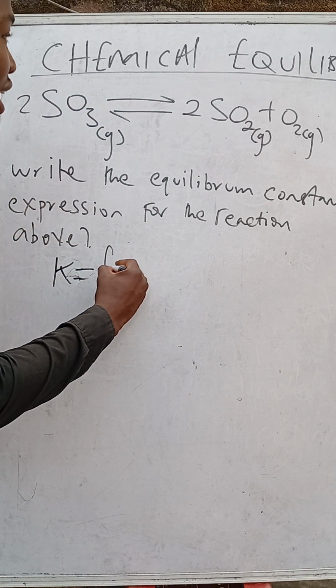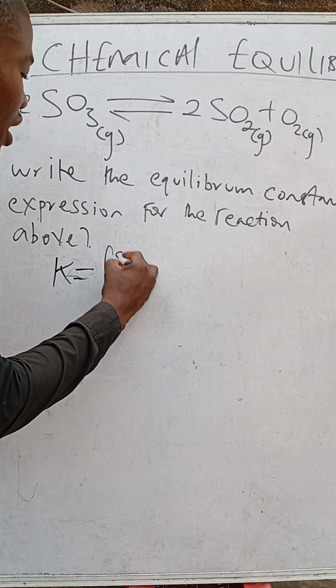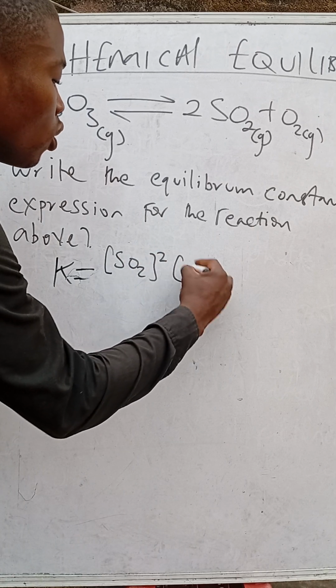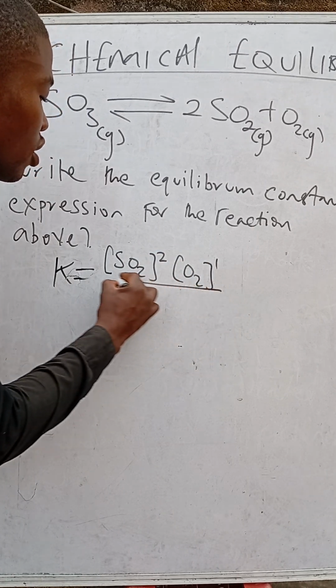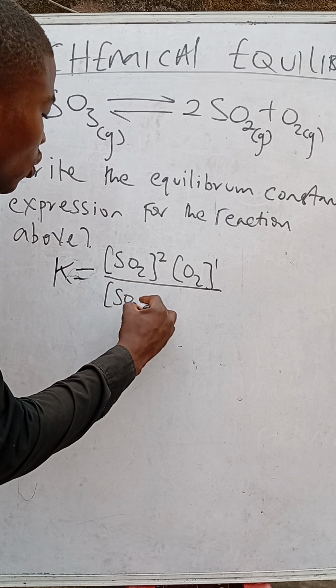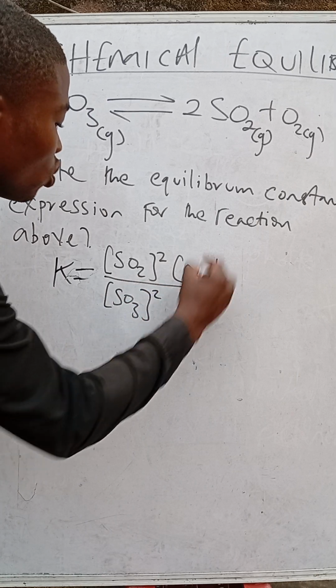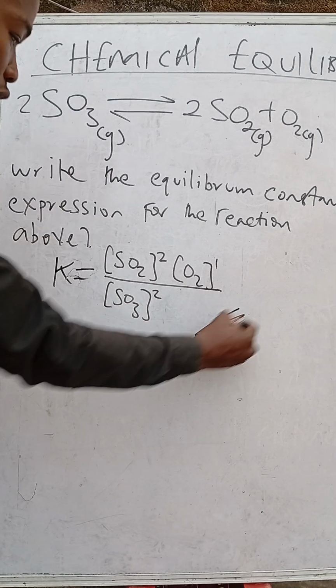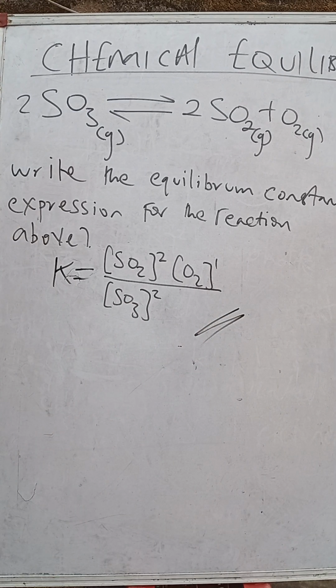So I will say: SO2 raised to power 2, O2 raised to power 1, all over SO3 raised to power 2. That's all. Now, please take note. This is the equilibrium constant of the forward reaction. As simple as that. Now, I'll replicate some complex ones found in the UTME pack.